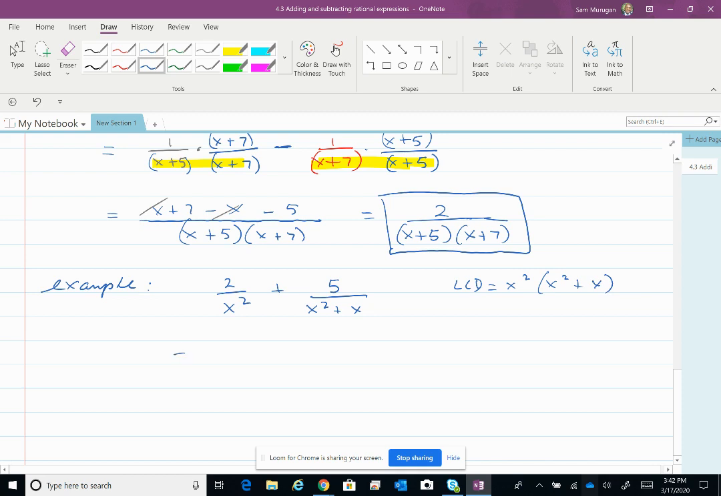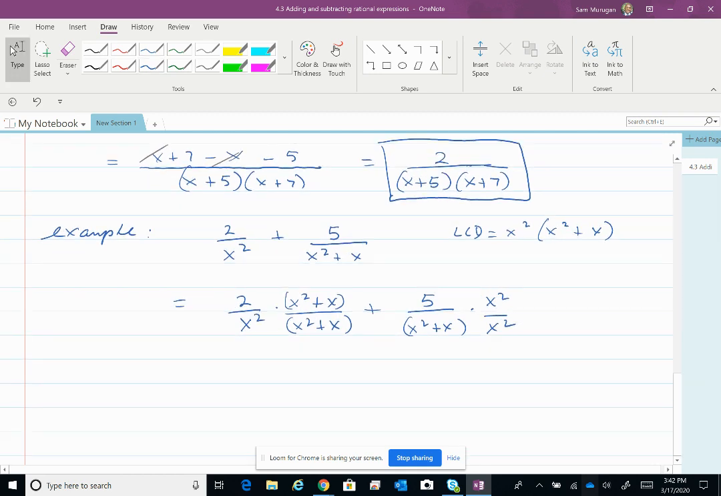We now follow the process of multiplying each term by the missing term from the LCD here, which is x squared plus x over x squared plus x, plus 5 over x squared plus x times x squared over x squared. And that process gives us the same denominator, x squared into x squared plus x.